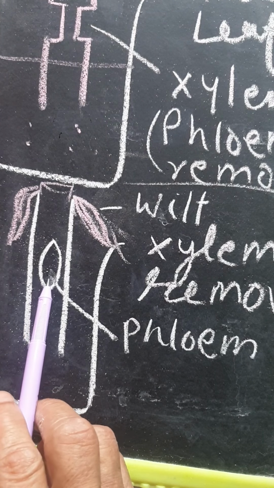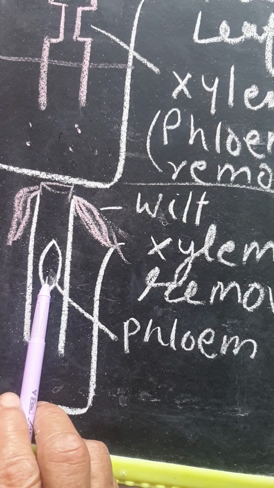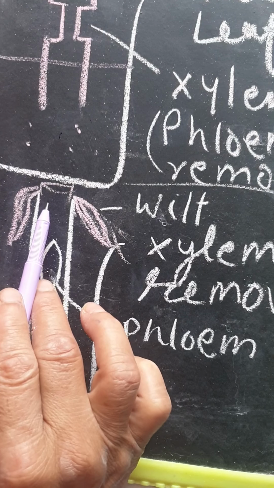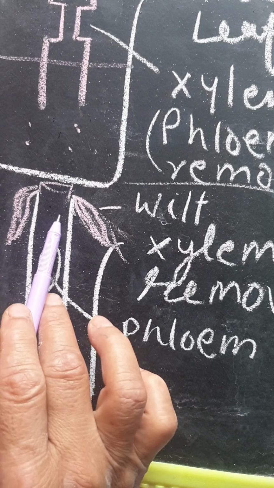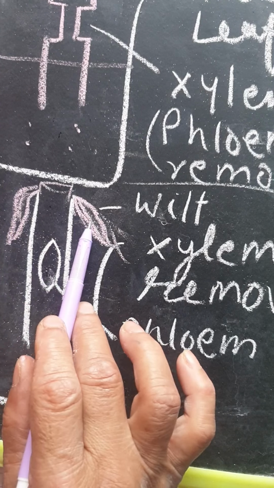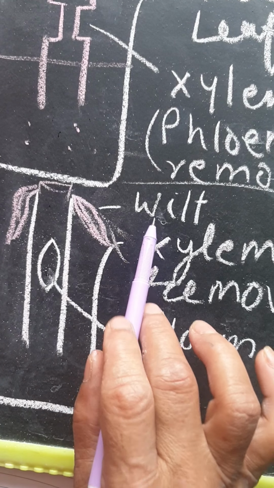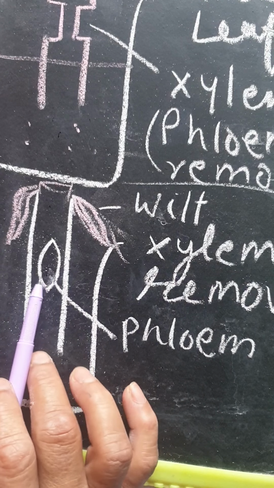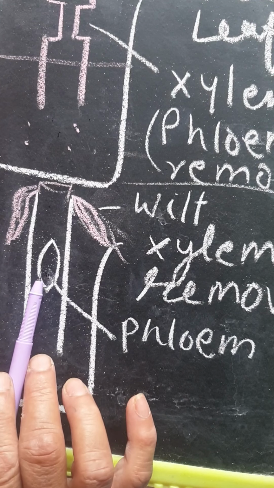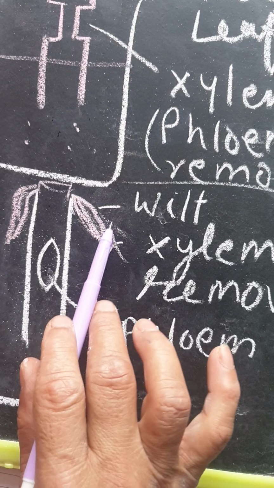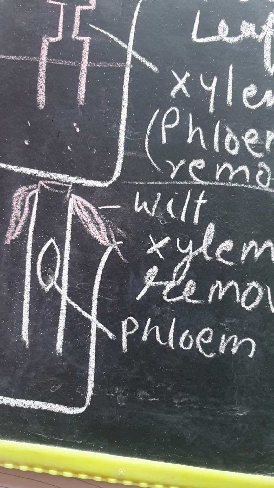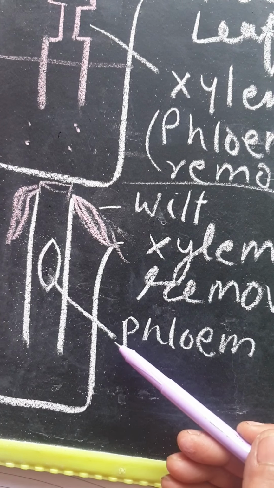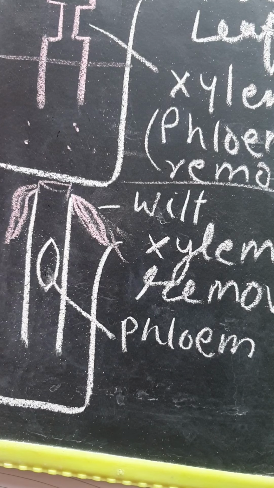But when we remove the phloem, here I remove the xylem. When I remove the xylem, water is not conducted in the upward direction. When no water reaches the leaf, they wilt, they droop down. They droop down because the water conducting tissues are not there. Water is not reaching the leaf, so they wilt. So these two experiments show the conduction of water through the xylem in the plant.